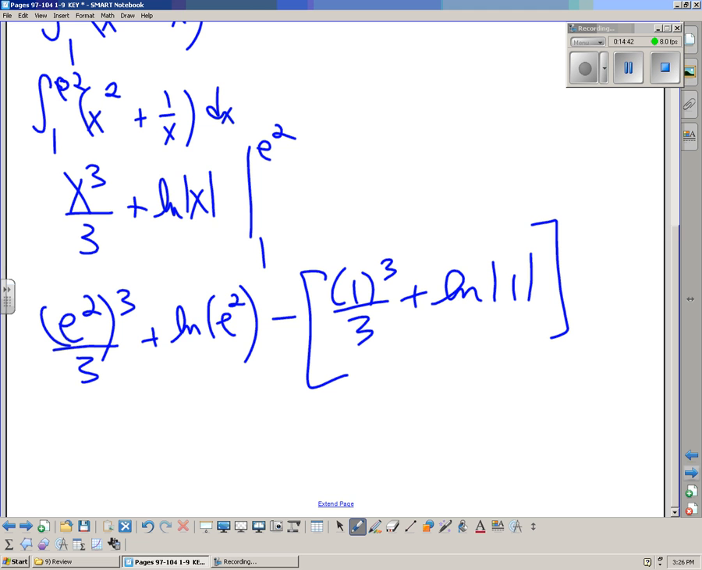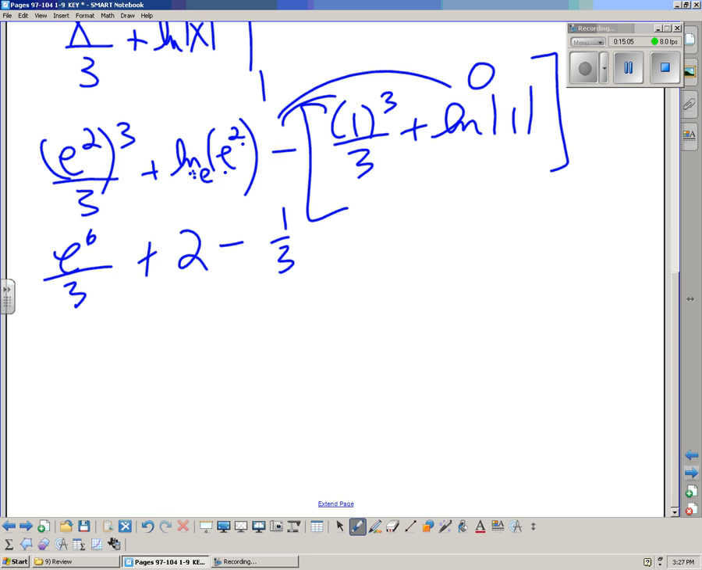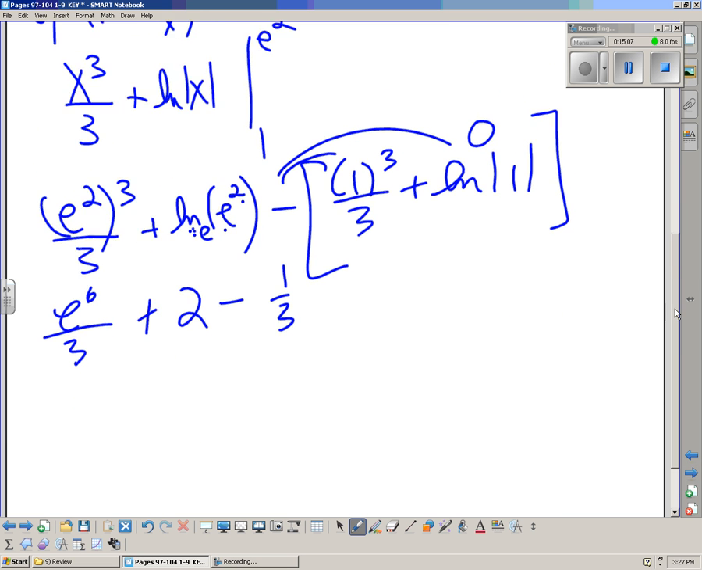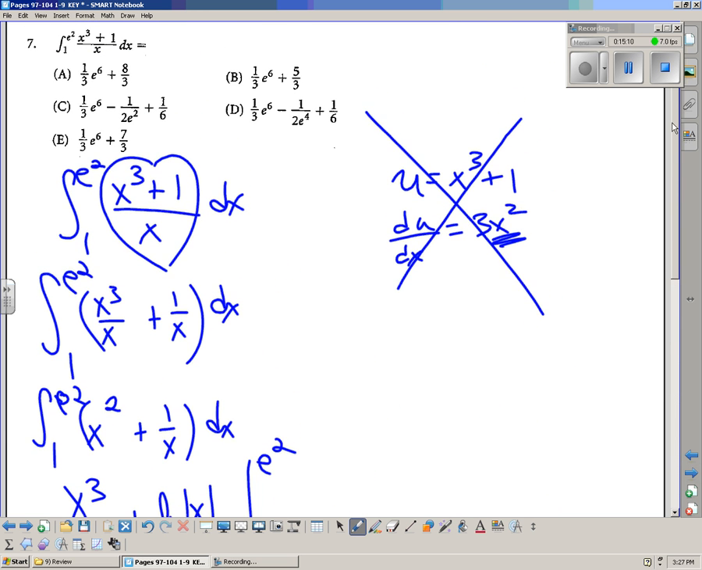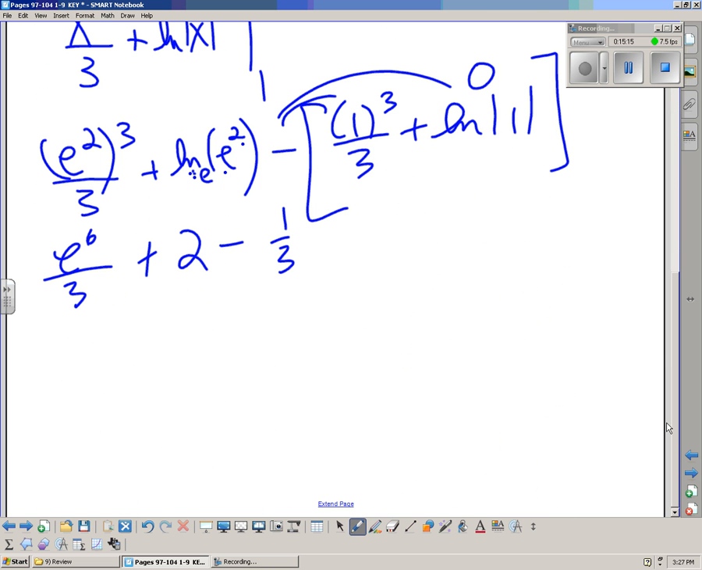E squared cubed is e to the 6th over 3. Ln of e squared means what power of e do I need to get e squared? Well, the power is 2. Minus 1 cubed over 3 is 1 over 3. I'll distribute the negative sign, but I won't really have to, only because ln of 1 is a big fat 0. So now we have e to the 6th over 3 plus 2 minus a third. They have made the answers separated, so I'll have to put the numbers together.